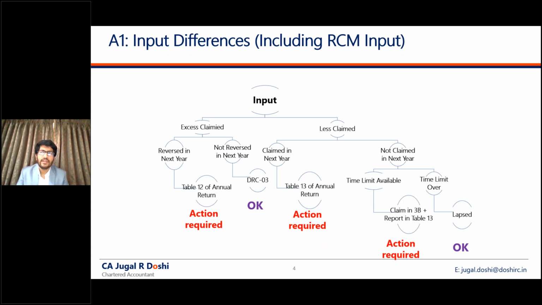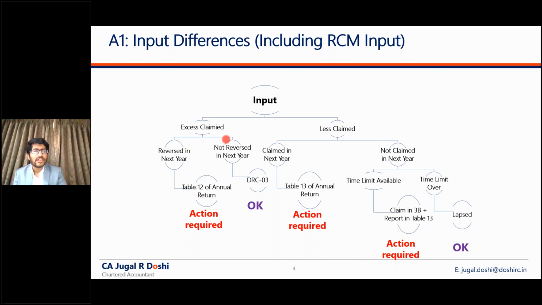As per my annual return working, my input tax credit is rupees 10 lakhs. In my GSTR 3B, I have claimed rupees 12 lakhs. So this is the case of excess claimed. In this case, I would see whether I have reversed this excess 2 lakhs in the next year or not. If I have reversed this 2 lakhs in the next year, I would report the same in table 12 of the annual return. If I have reversed partly, say 1.5 lakhs, I would show rupees 1.5 lakhs in table 12 of the annual return.